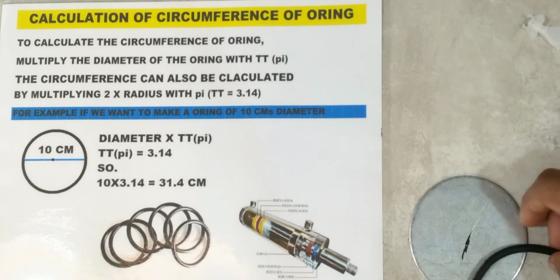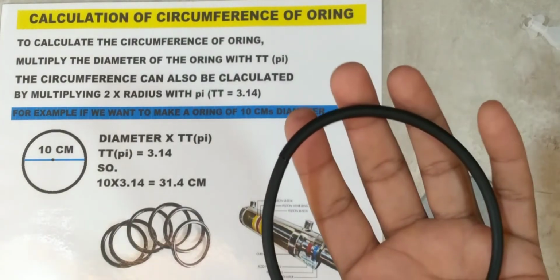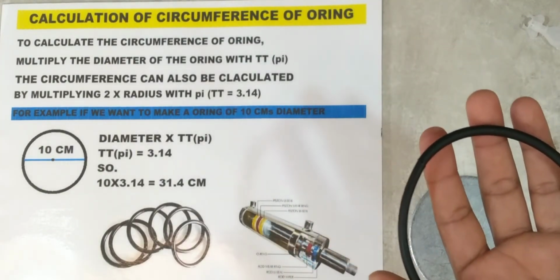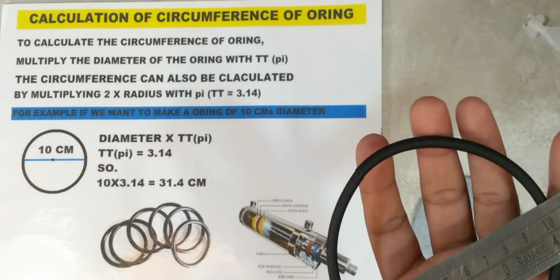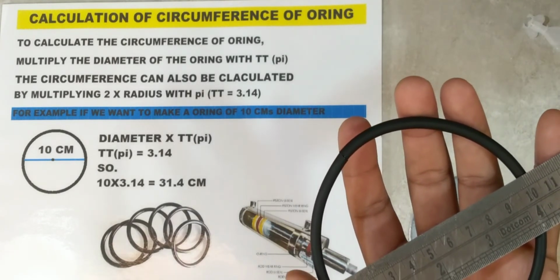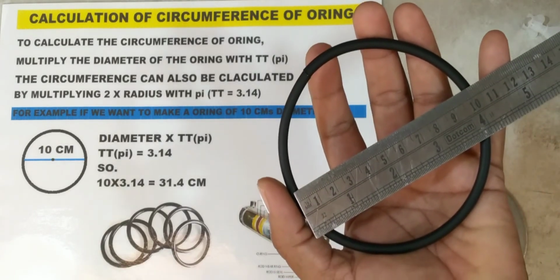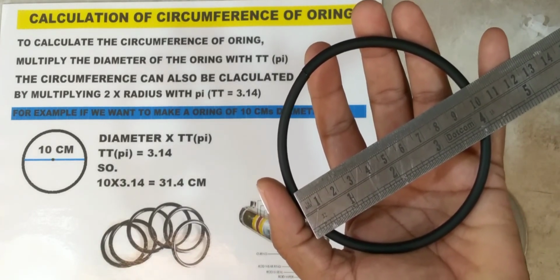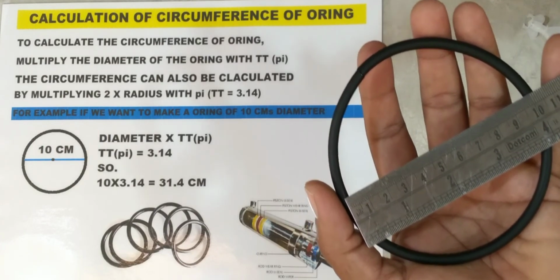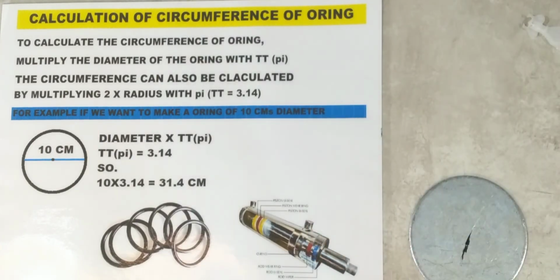See how good the adhesive is. Now you can see we have made the O-ring, and we will measure it and see we have made a 10 centimeter O-ring. This formula is very good where on site there is no availability of perfect O-rings. We can use cord.